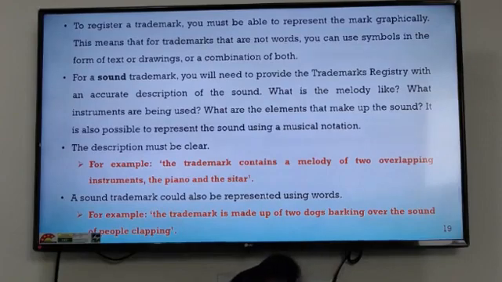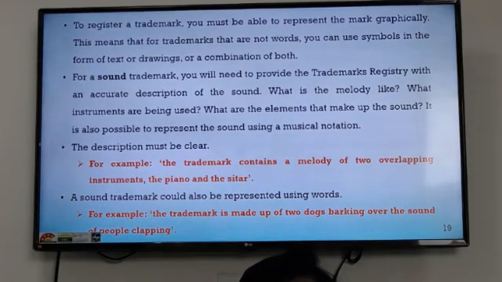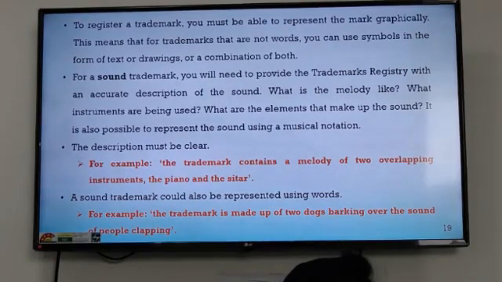So in order to be able to register a trademark, you have to be able to represent the mark graphically. This means that for trademarks that are not words, you can use symbols in the form of text or drawings or a combination of both. In other words, when something is not a word trademark, like the packaging, for example, you can remove all the words from it and you can simply apply for registration of the color combination using the symbols.